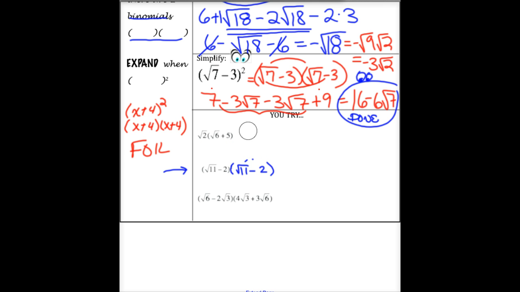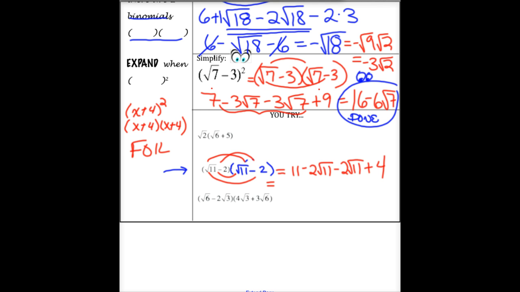My first, outside, inside, last. Let's go do that. First, root 11 times root 11 is 11. Outside, minus 2 root 11s. Inside, minus another 2 root 11s. Those can't get multiplied because one's out, one's in. And then my last, a negative times a negative gives me a positive.